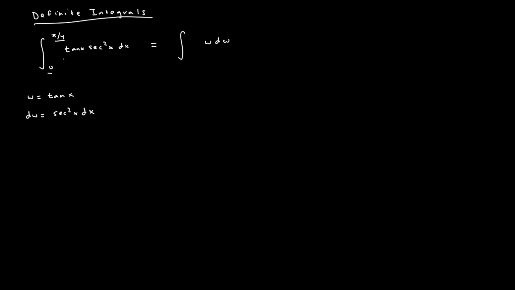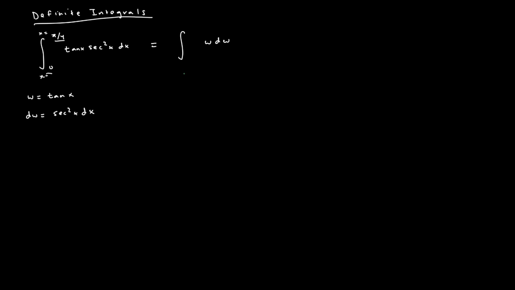That's because these limits are in terms of x. So x is equal to 0, x is equal to pi over 4. But when we write stuff in terms of w, our limits change. And so here we really have two ways we can go about solving this problem.